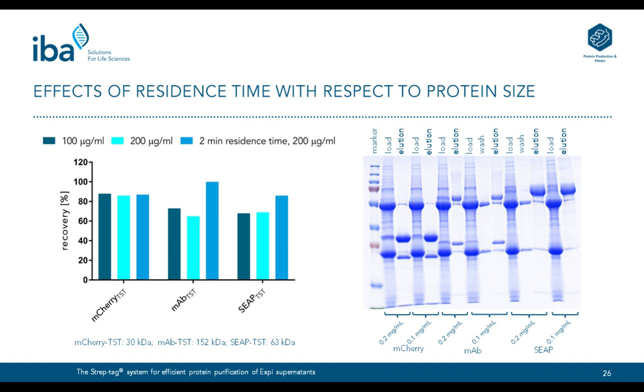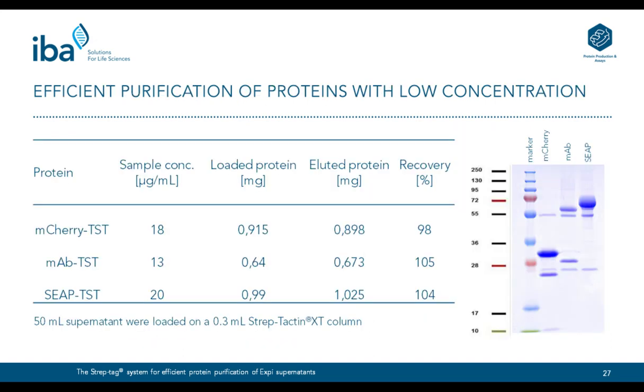And you can see that by increasing the residence time, we increase the recovery for the monoclonal antibody to up to 100% and the secreted alkaline phosphatase to close to 90%. The mCherry recovery was not affected, but this is obviously due to the fact that the recovery rate was already very high, at 90%. And again, you can see in the elution fraction of the SDS gel that for all concentrations and all purifications, we get this nice high protein purity.